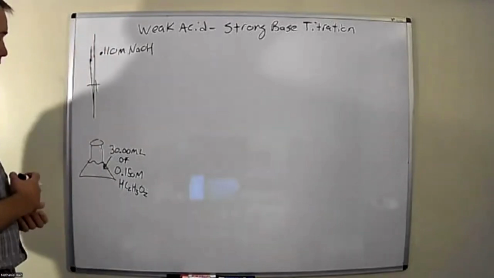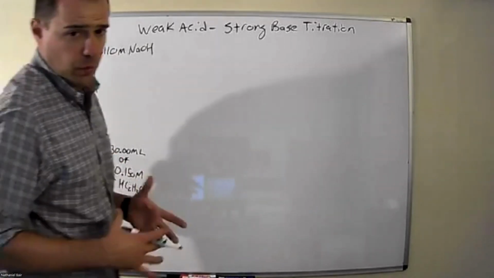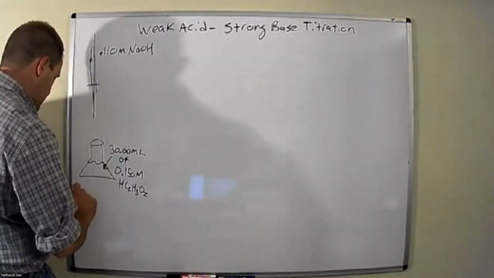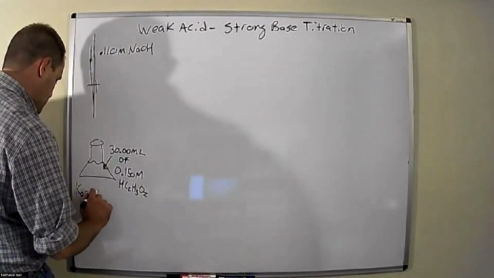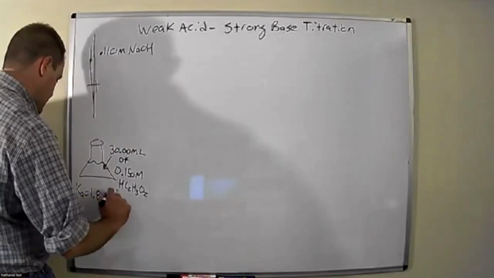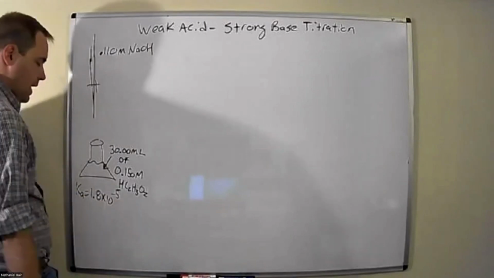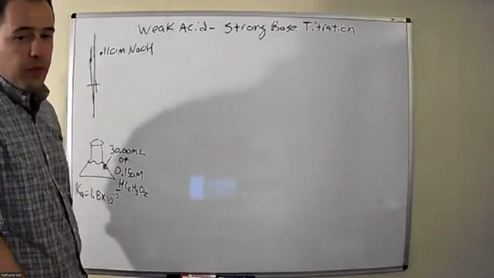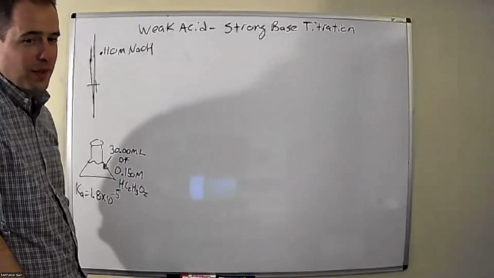Okay. And I want to get the pH along the way. We will need another piece of information. Since that's a weak acid, we're going to need the Ka. The Ka is 1.8 times 10 to the negative fifth for acetic acid. Buckle up, folks. Here we go.